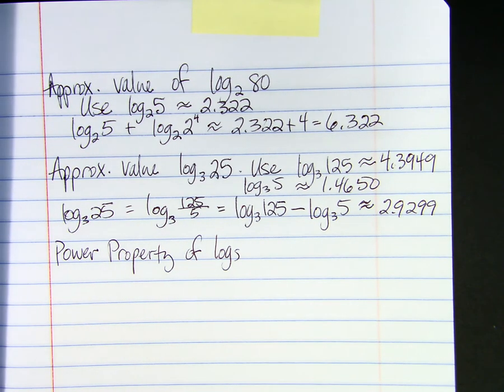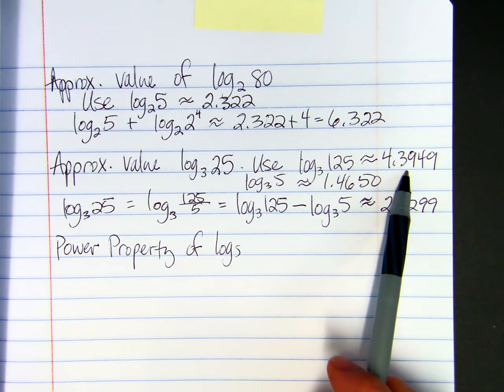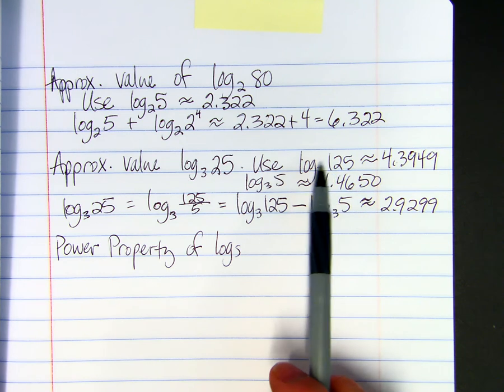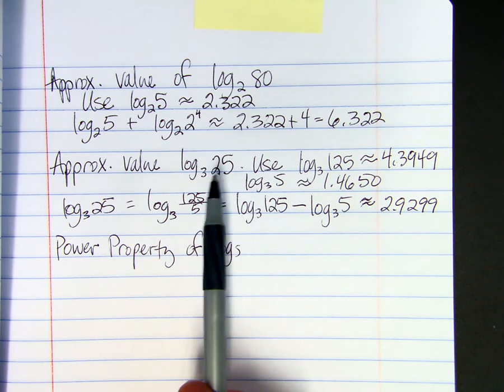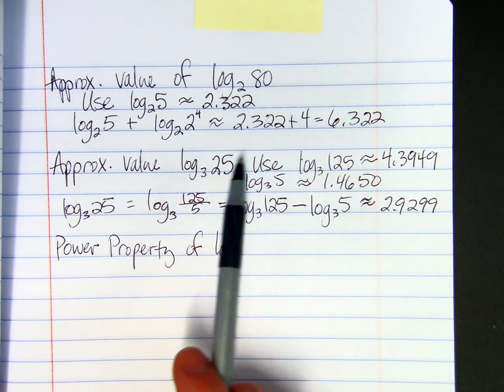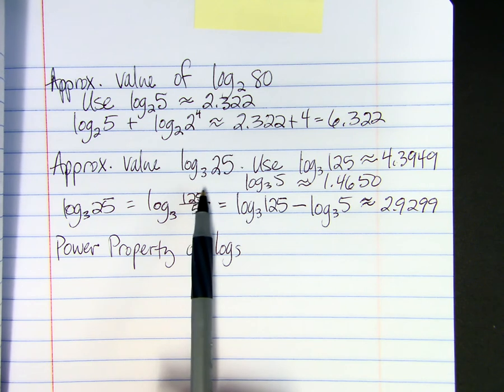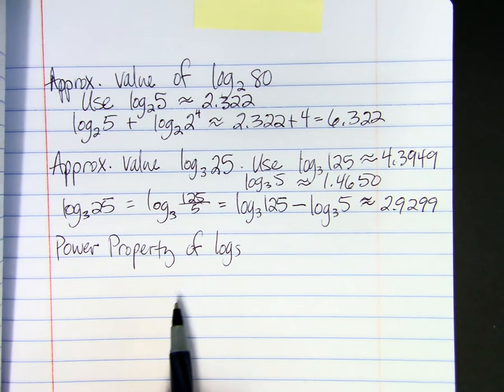One more property we have to go over. Carter, how did you get the 4.3949? How do you do that on a calculator? You do log of 125 divided by log of 3. So the other way to get that answer above, the 2.929, you would do log 25 divided by log 3. So that's the other way.